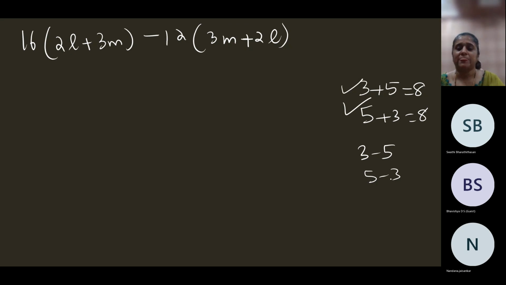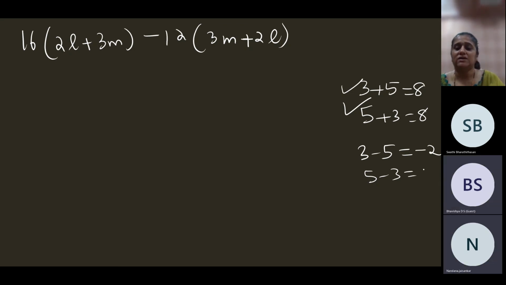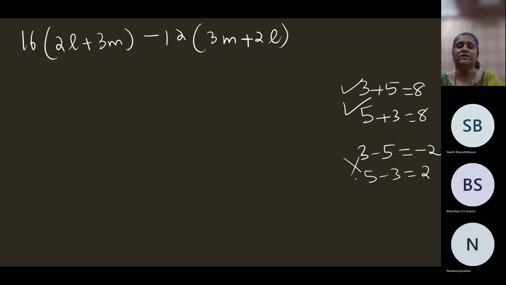What is 3 minus 5? 2, ma'am. No, minus 2. Minus 2. What is 5 minus 3? 2, ma'am. Are they giving us the same result? No, ma'am. So they are different. Both of them are different.